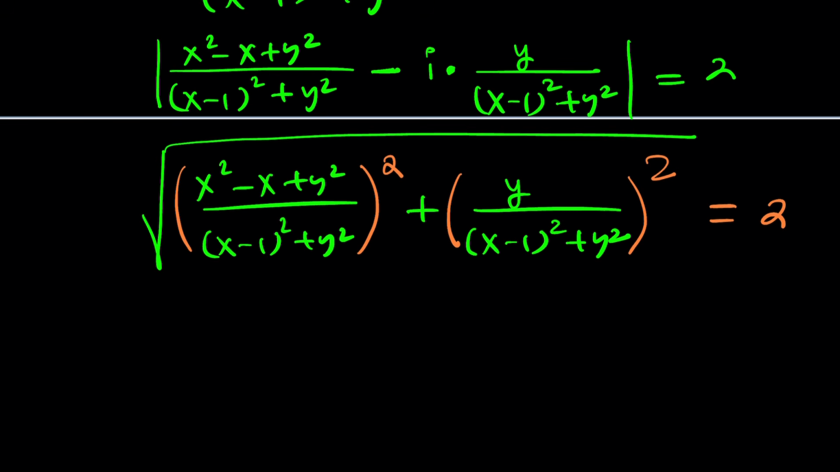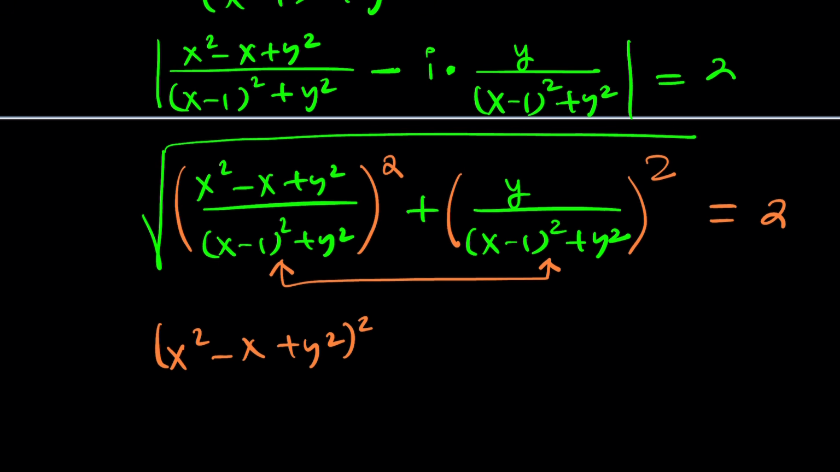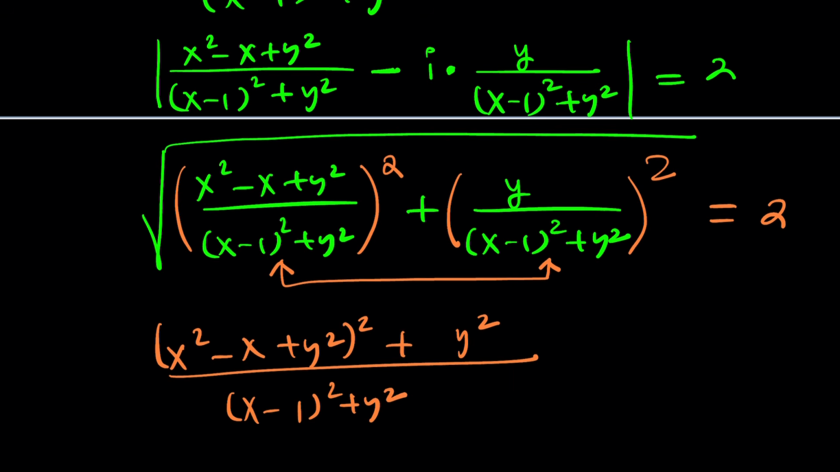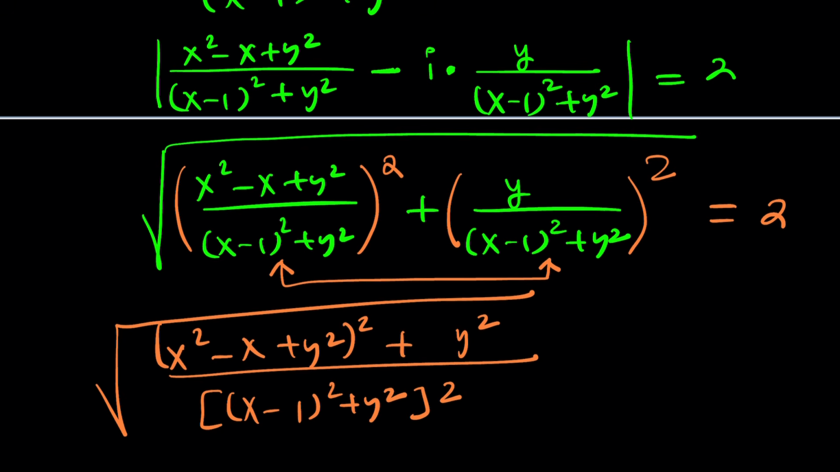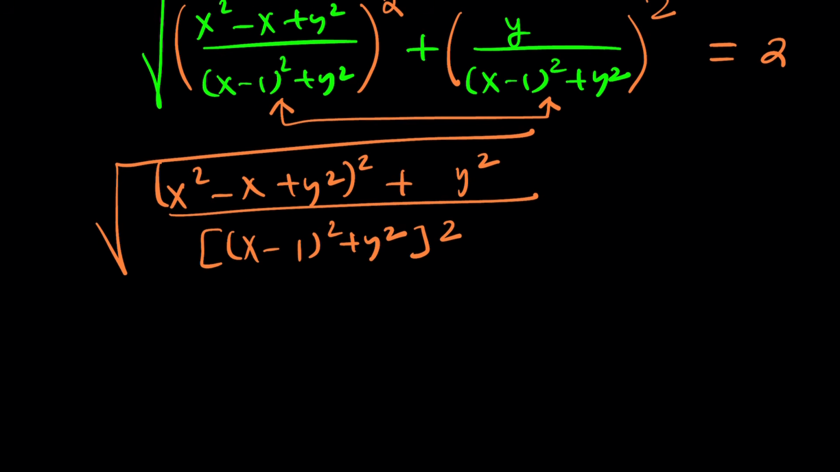We don't need the absolute value symbol anymore because now we have the radical. So far, so good. Now, one thing you can do to get rid of the radical is square both sides. And notice that these two have a common denominator, but it's only after squaring. So it's going to look like this. X squared minus x plus y squared, squared, plus y squared, divided by x plus 1 squared plus y squared, and then you need to square that one more time, okay? And then take the square root of this guy here. But it's going to simplify because this part will basically cancel out the square root, right?